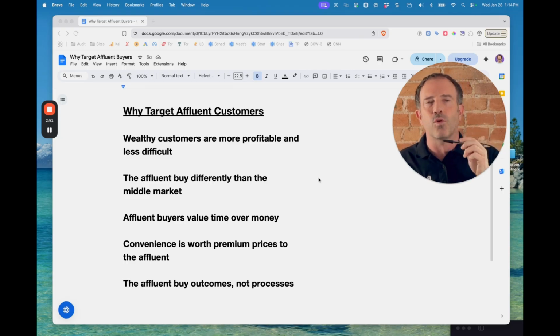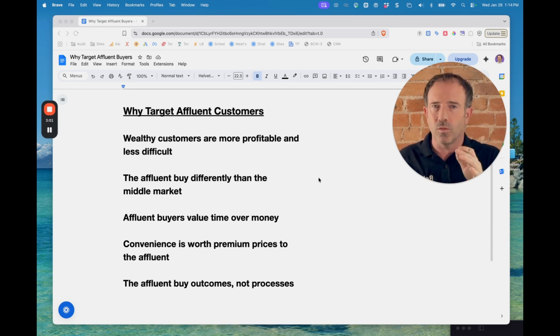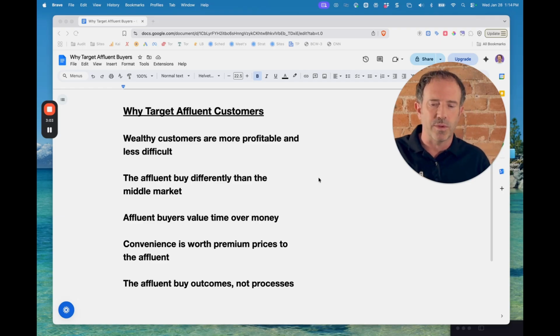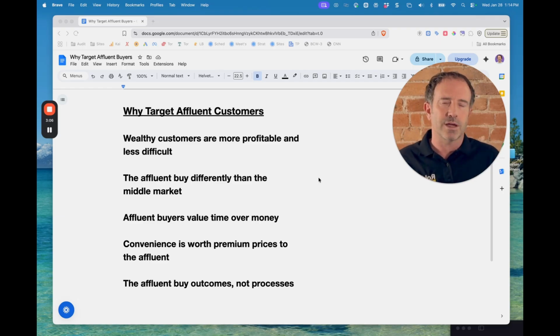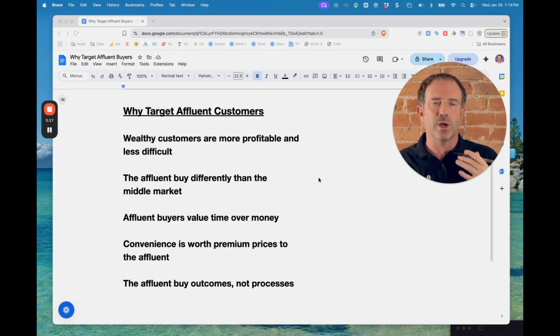That's why having an on-point website, Google Business Profile, the copy for your ads being correct, really locked in, is why it's so important. Number 4, convenience is worth premium prices to the affluent. If you can show them that you've got convenience, that your proposal and quote process, that you've got a lot of great reviews, a lot of status, a lot of other people saying that you guys are great, if you can transmit that to them before they even get on the phone, they're going to call you and say, let's do it.